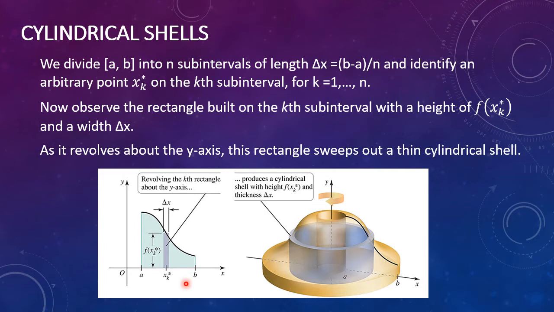Now observe the rectangle built on the kth interval, that's here on the diagram on the left. It has a height of f of x sub k, the function value, and a width of delta x. So we have a rectangle's area. As it revolves around the y-axis, you can see here, it creates a cylinder similar to a disk that we did in the past section.